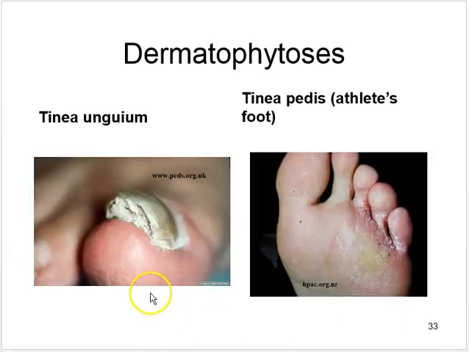Tinea unguium is the affected nail or nails appear thickened, brittle, and lusterless. Tinea pedis, another name for that is athlete's foot. The skin between the toes and soles of the feet can become inflamed, dry, and peeling, and fissures may develop. There's intense burning and itching.